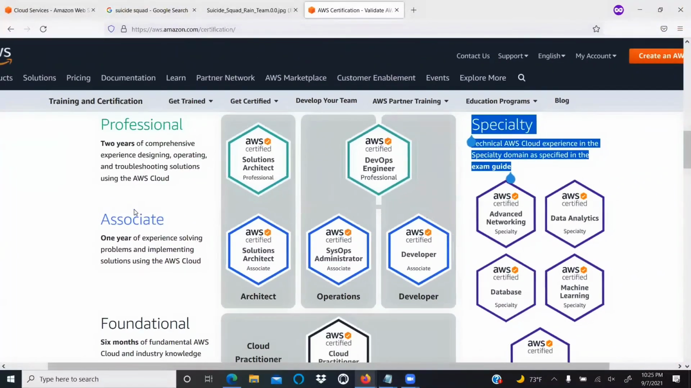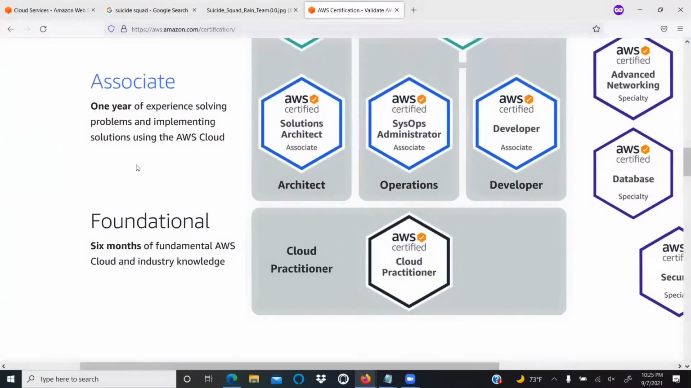AWS Cloud Practitioner is the foundation. Yes, this is the one.